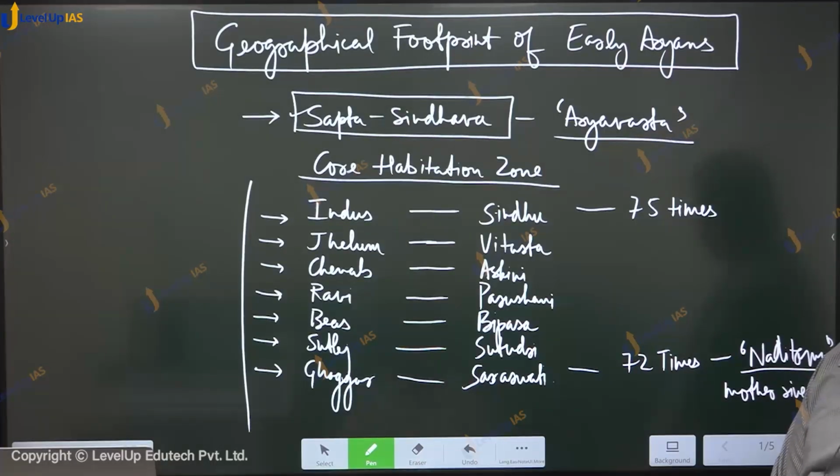While the Saraswati (mentioned 72 times) was the sacred river, called Naditama (mother river). Full stop.